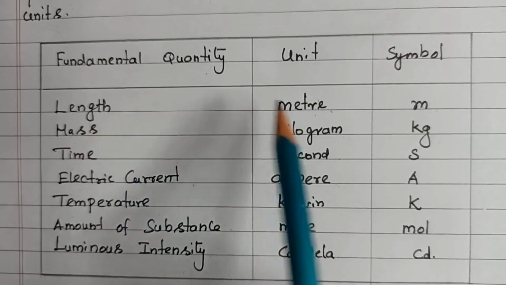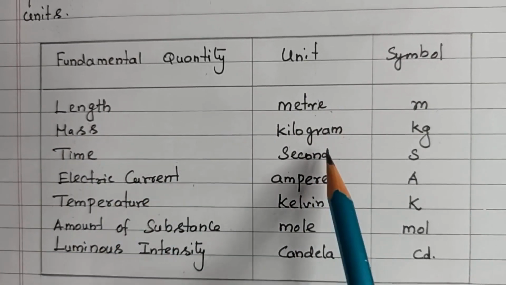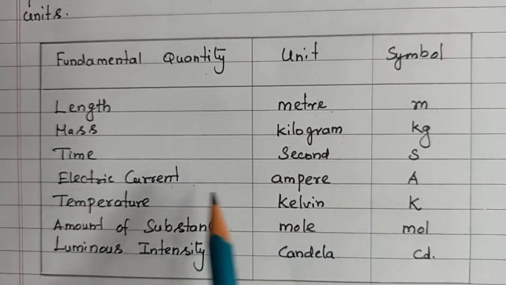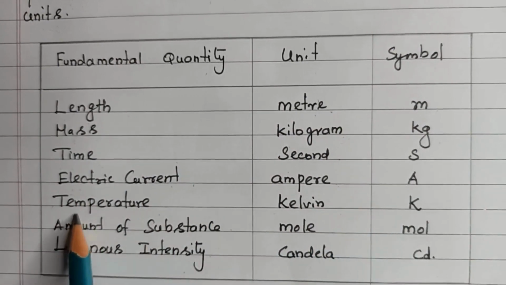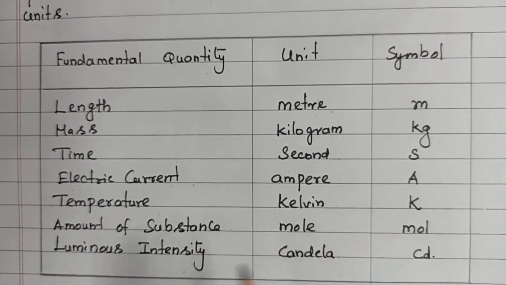Length is measured in meter. Mass is measured in kilogram. Time is measured in second. Electric current is measured in ampere. Temperature is measured in Kelvin. Amount of substance is measured in mole. Luminous intensity is measured in candela.